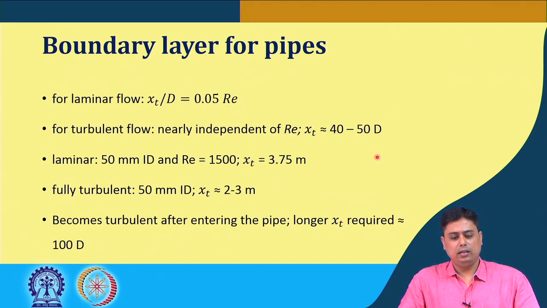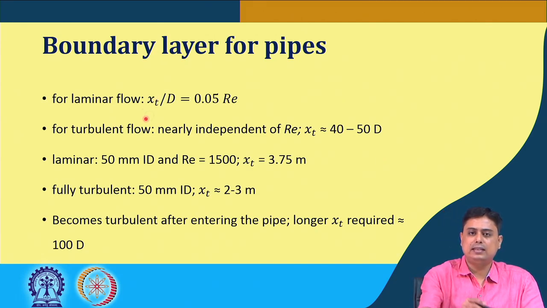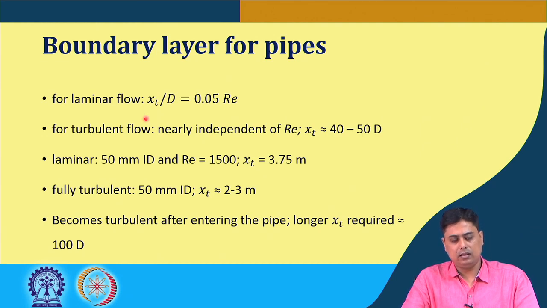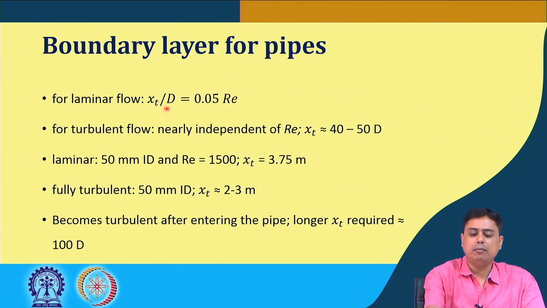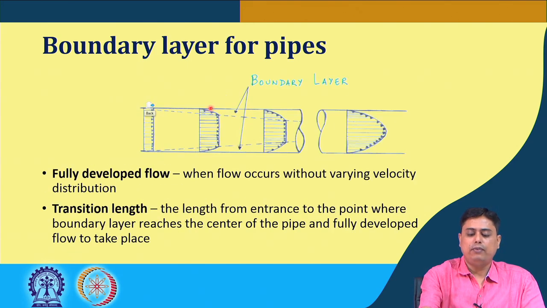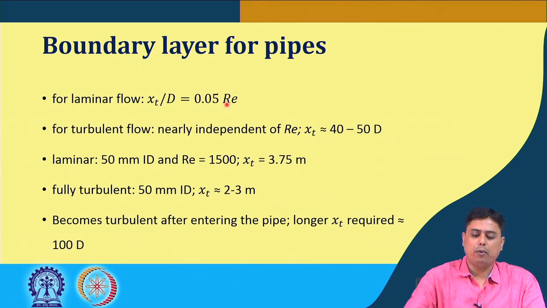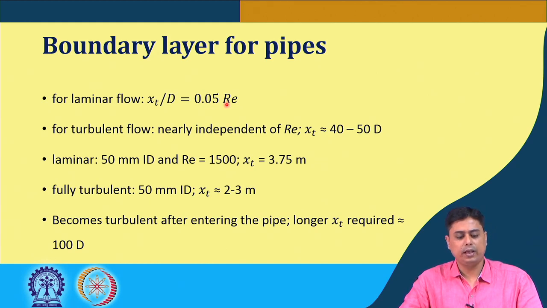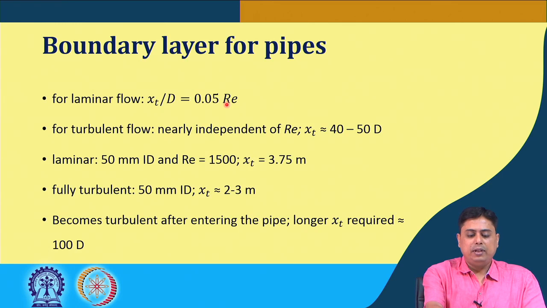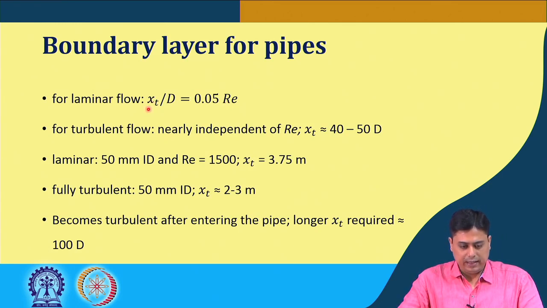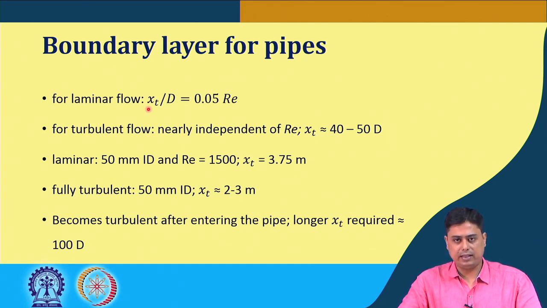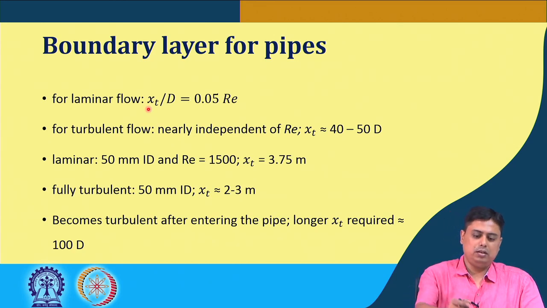So, this length depends on the flow condition. For laminar flow, this transition length, this xt, as I said, the distance from the inlet in a pipe, here in this case d is the diameter of the pipe or the conduit, varies in this manner: 0.05 times the Reynolds number. Okay. So, for laminar flow, the transition length required is 0.05 multiplied by the Reynolds number multiplied by the inside diameter of the flow.